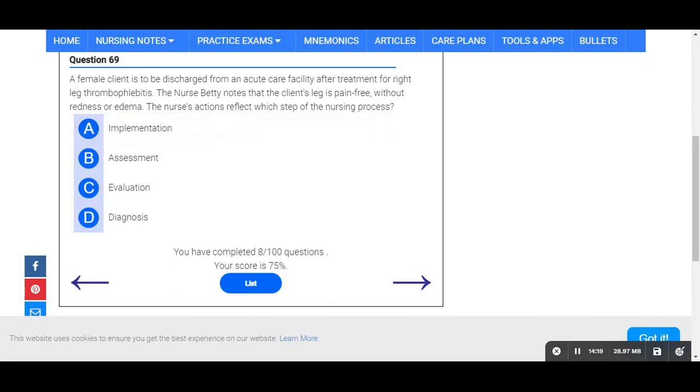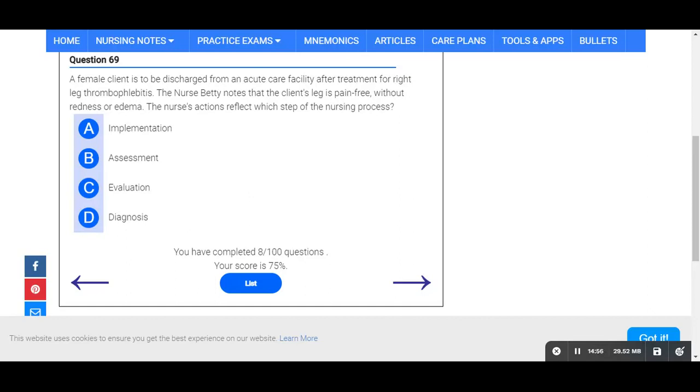Question 69. A female client is to be discharged from an acute care facility after treatment for right leg thrombophlebitis. The nurse, Betty, notes that the client's leg is pain-free, without redness or edema. The nursing action refers to which step of the nursing process? It's easy to answer this one because it talks about the nursing process, but I want to know about thrombophlebitis. I've already heard this before, perhaps even studied it, but I need to review it.